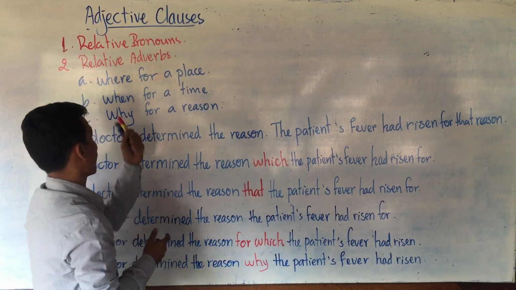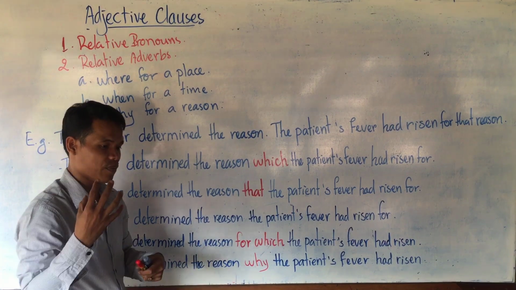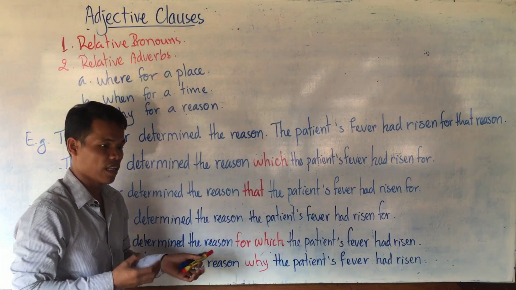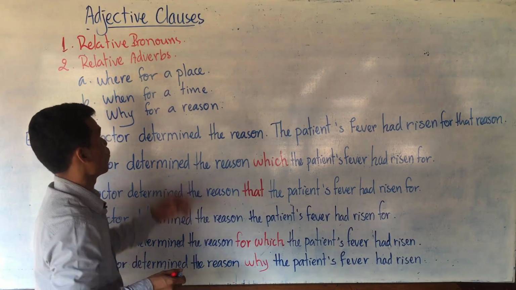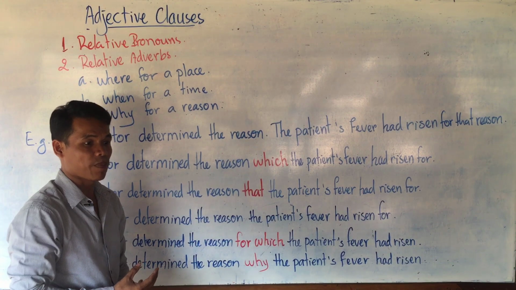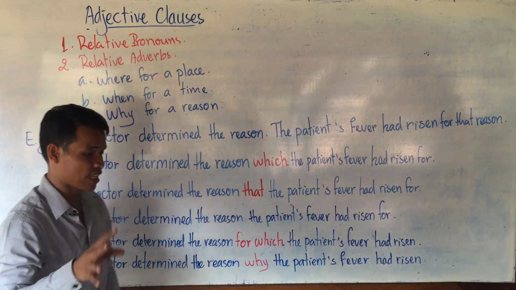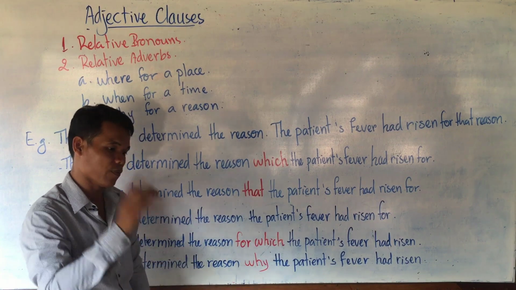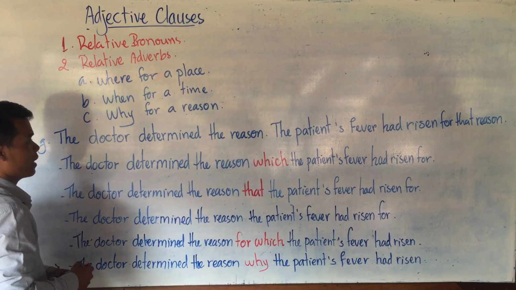When we use where for a place and when for a time, normally where and when are not deleted in defining and non-defining relative clauses. When and where here come from preposition plus relative pronoun, or for things or for time, preposition plus which. Okay, look at the example.